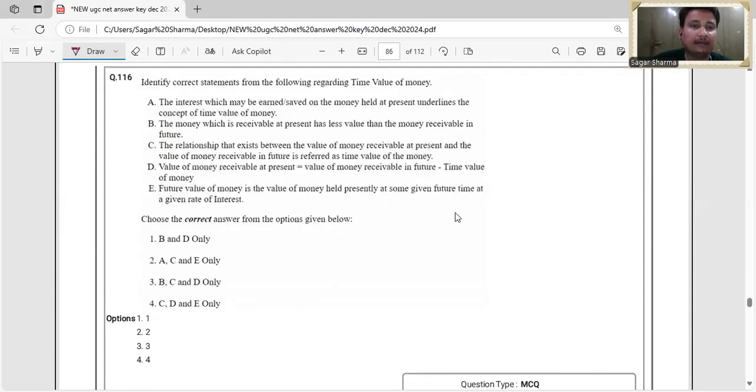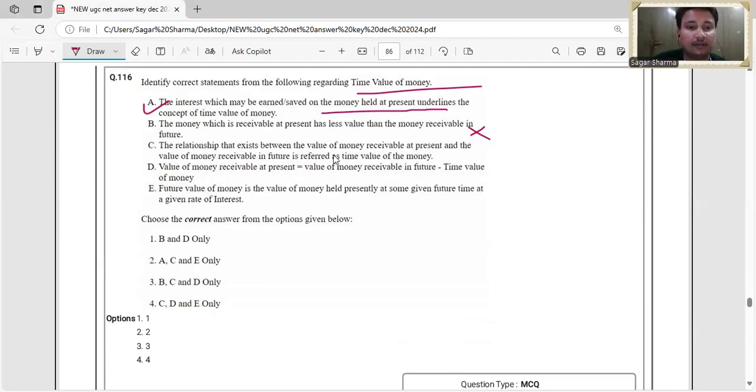Next, identify correct statements from the following regarding time value of money. Time value of money is used in financial management. So which is the correct one? Interest which may be earned or saved on the money held at present underlies the concept of time value of money. Yes. After that, the money receivable at present has less value than the money receivable in future. This is given the wrong way round. This is not right.